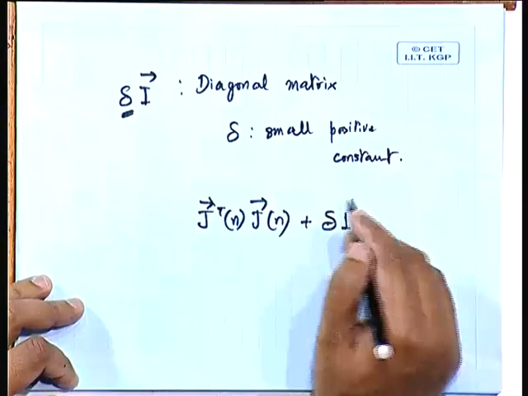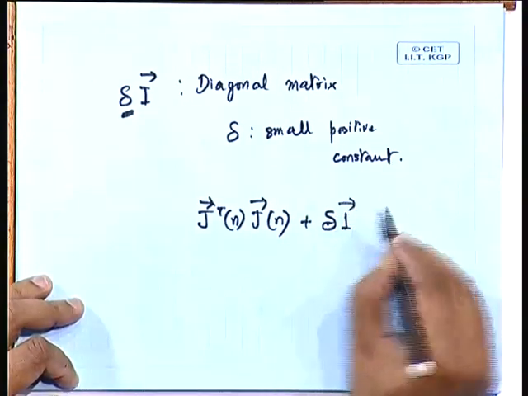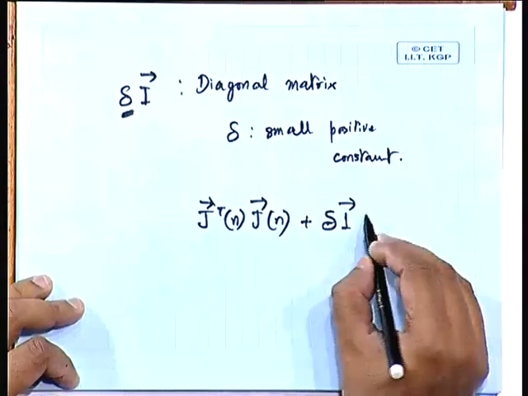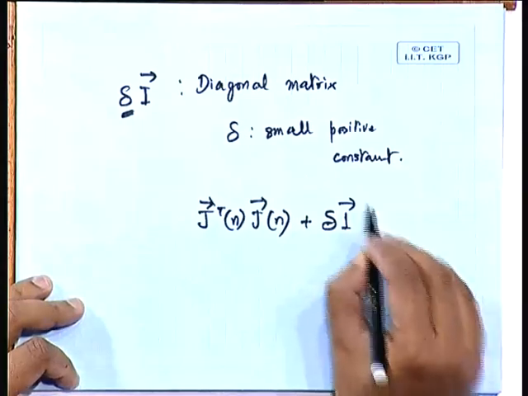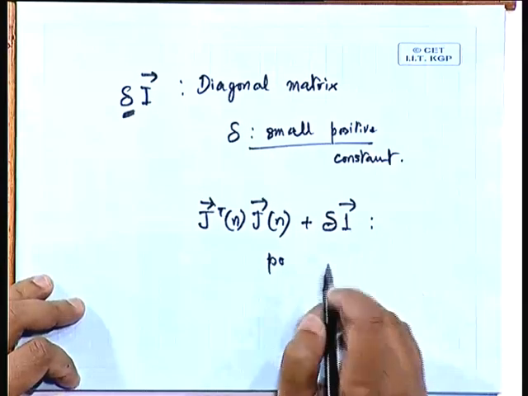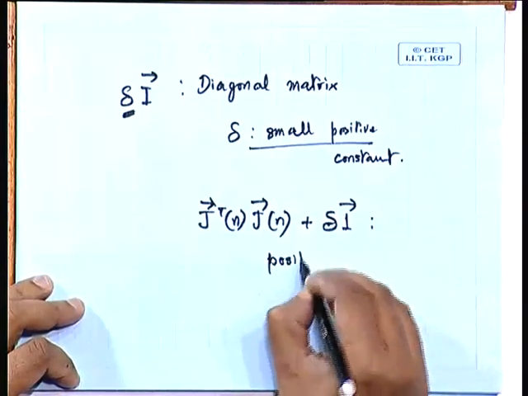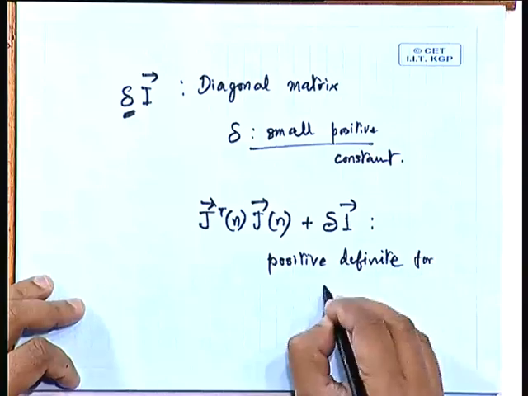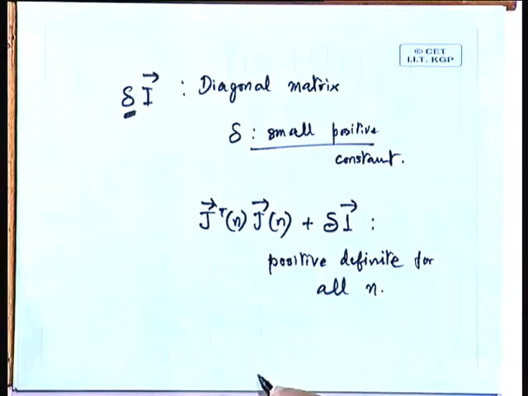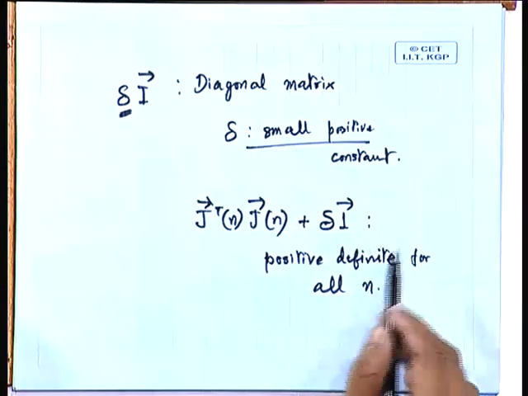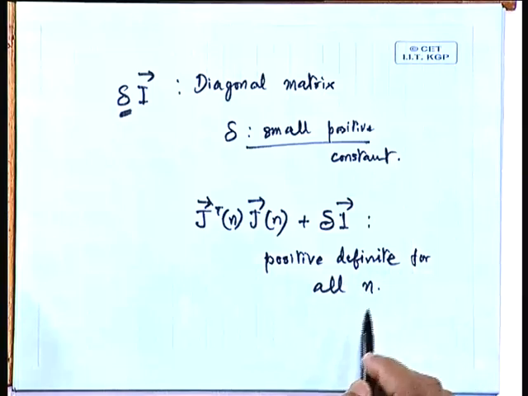So, instead of taking J transpose J, we are going to take J transpose J plus delta I. In fact, this small positive constant is chosen so that J transpose J plus delta I is ensured to be positive definite for all n. So, if we can choose a small positive constant such that this is positive definite for all n, in that case our job is done.